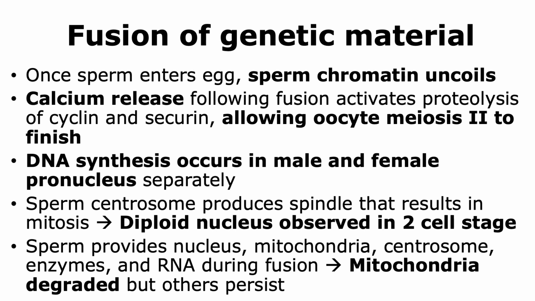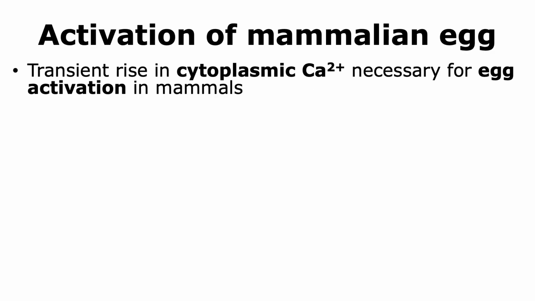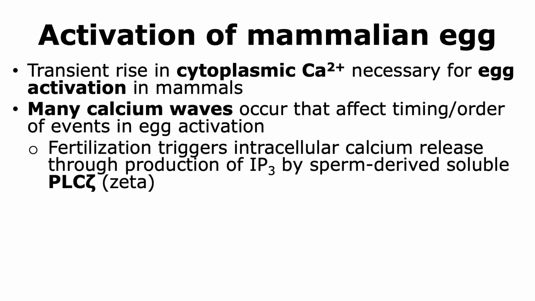Once the fusion process occurs, the mammalian egg cell has to be activated so that embryonic development can occur. This is normally accommodated by a transient rise in cytoplasmic calcium. We had seen in the case of sea urchins that activation required calcium in that scenario as well. However, in that case, there was one wave of calcium that was observed after fertilization. In the case of mammals, there are many calcium waves that will occur that affect the timing or order of events in egg activation.